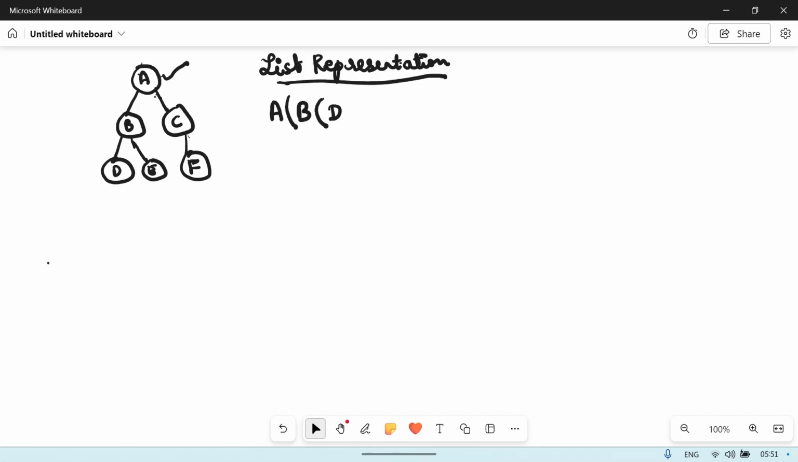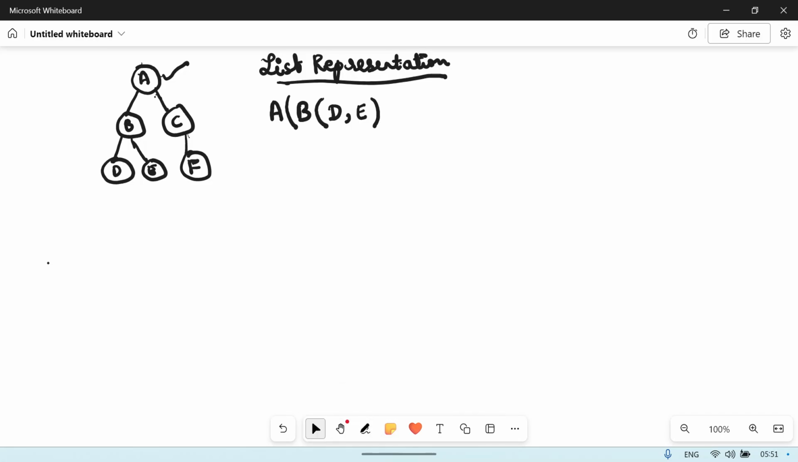Okay. Before I proceed, check if D is having any child nodes. D is not having any child nodes. So what you do is you come towards its sibling. Its sibling is E. Now you have to check if E is having any child node. E is also not having any child nodes. So this part is done.